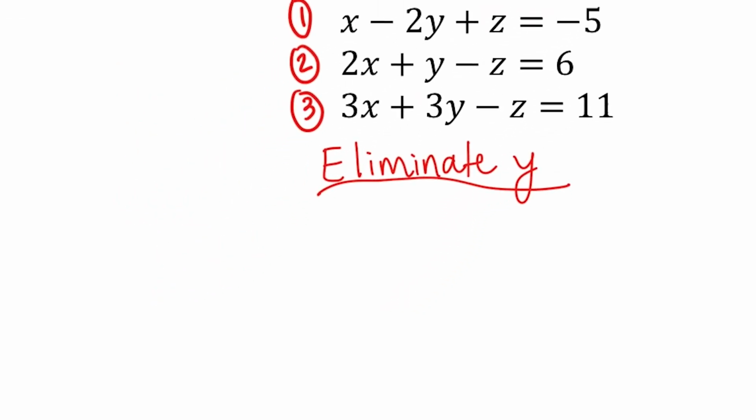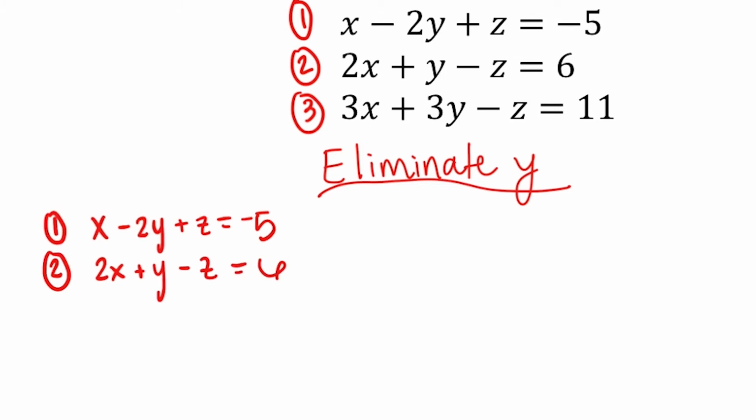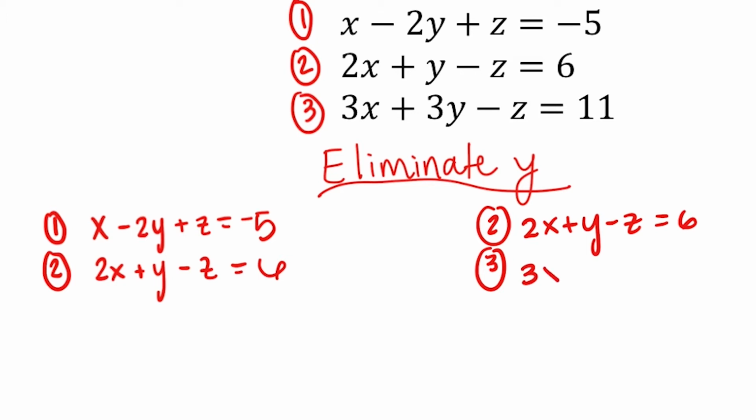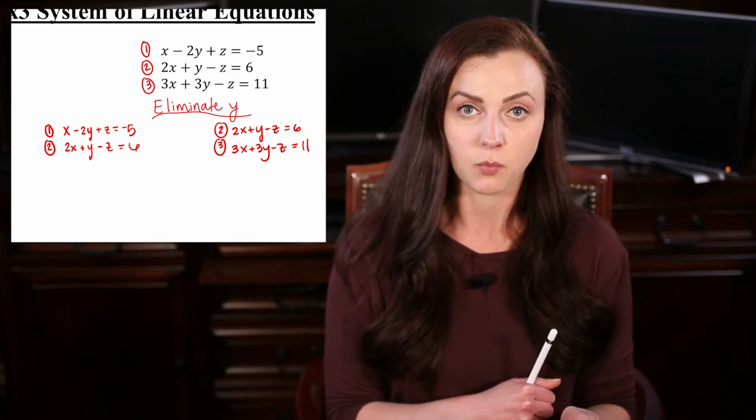So when I set this up, I'm going to put 1 and 2 over here. So x minus 2y plus z equals negative 5, and 2x plus y minus z equals 6. Then I'm going to use equation 2 twice, so I'm going to put 2 and 3 over here. 2x plus y minus z equals 6, and 3x plus 3y minus z equals 11. Okay. So with each of these two equations, we're going to eliminate y.